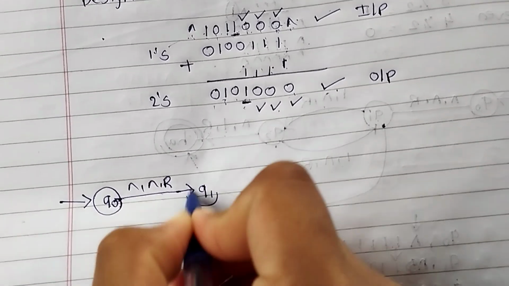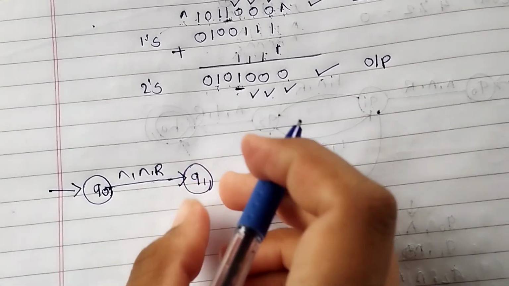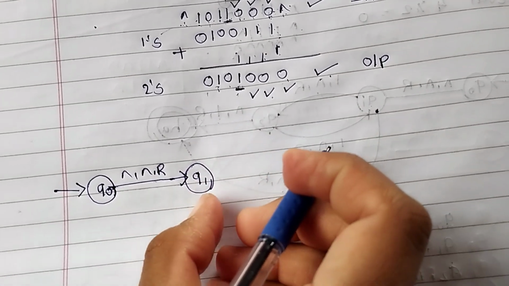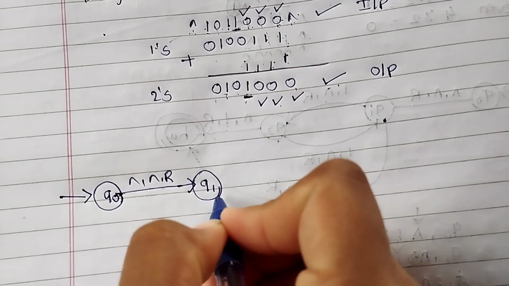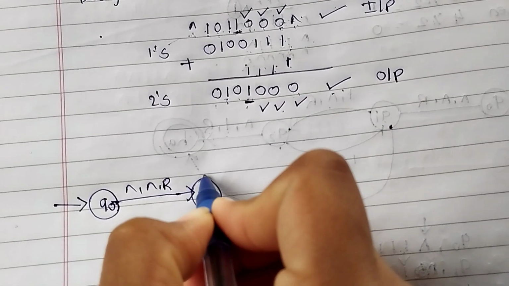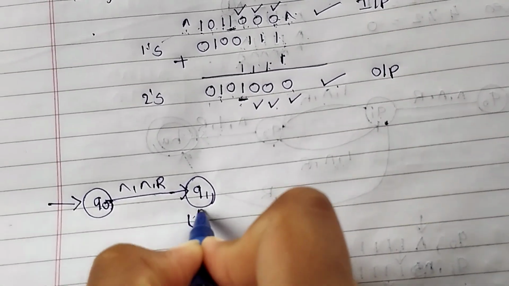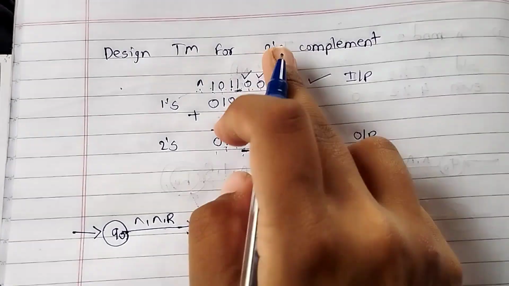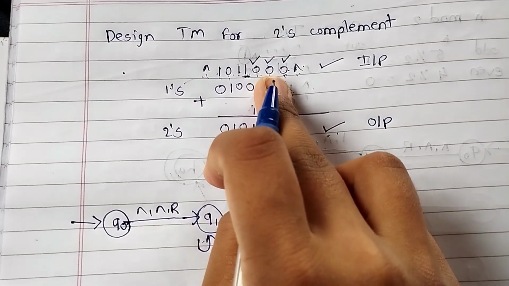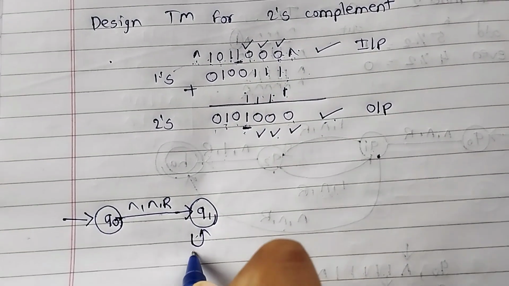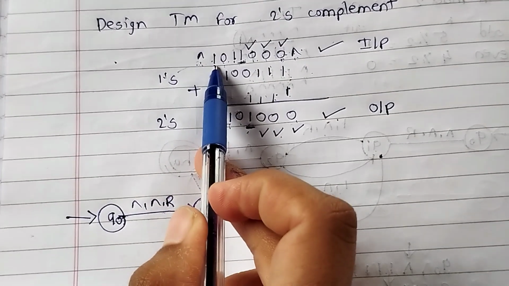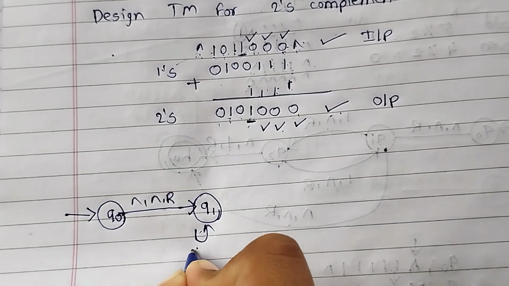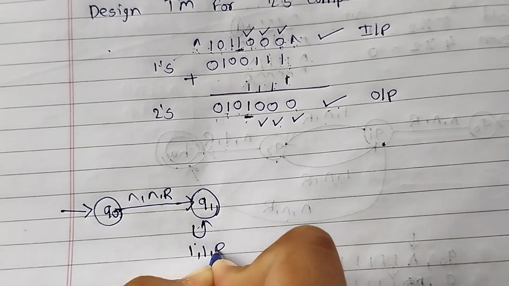Now Q1 state. Now the real logic starts from this state, Q1 state. Here in the Q1 state, we first read all the symbols one by one, but keep all the symbols as they are and move to the right side. So here in this state, after the null, if you read any symbol, means if you read 1, keep 1 as it is, move to the right.